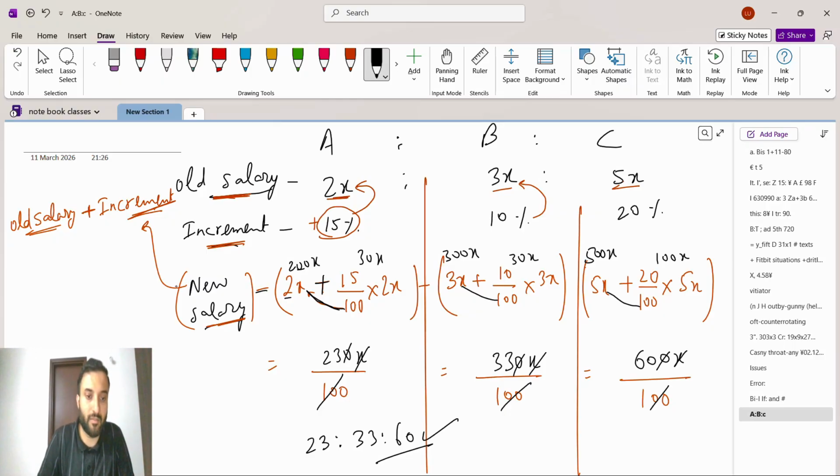Okay, so remember the thing is, new salary means old salary plus increment. Old salary plus increment, but increment of what? Increment of old salary.